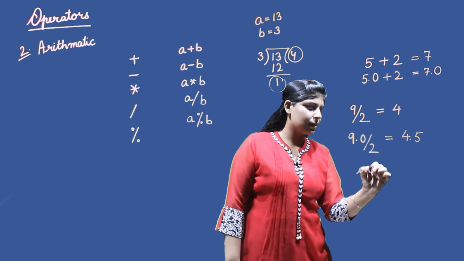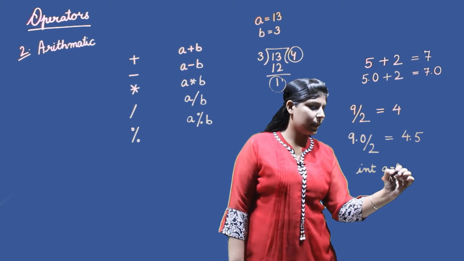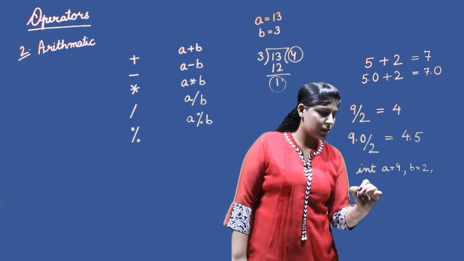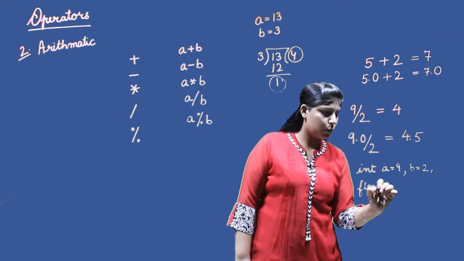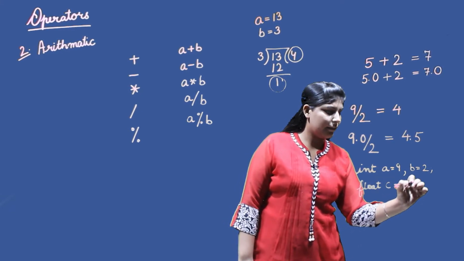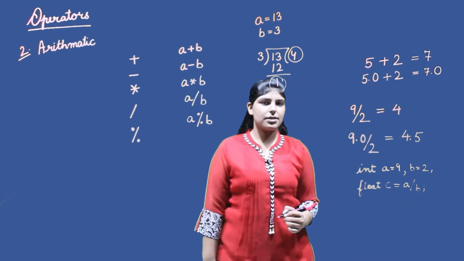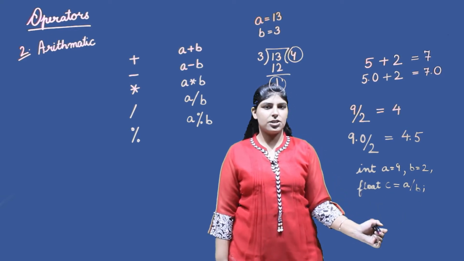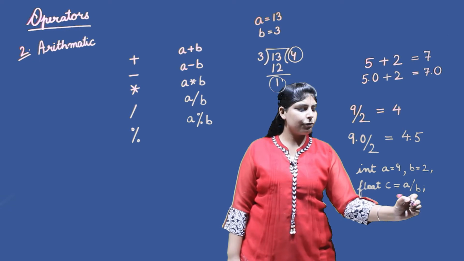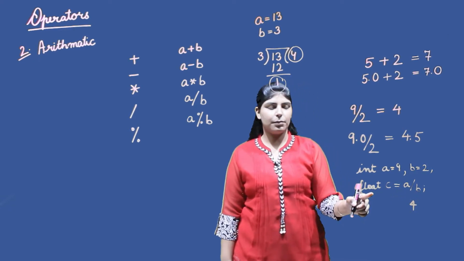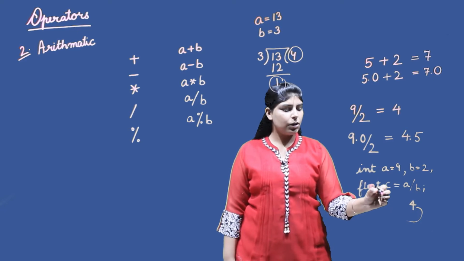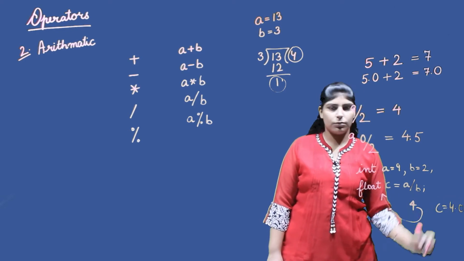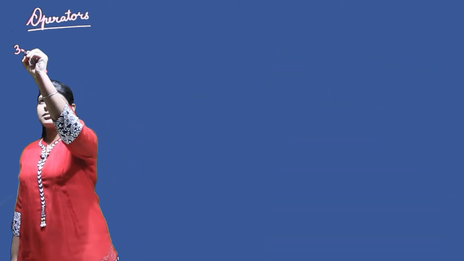If I have two variables, a whose value is 9 and b whose value is 2, if I divide a and b and I store it in a float variable, so float c is equal to a divided by b. What will be the answer now? In this case, I am dividing integer by integer. So the result should be an integer only. So 9 divided by 2 will give 4. But I am storing that in a float variable. Now this 4 will be typecasted to float data type. So c becomes 4.0.